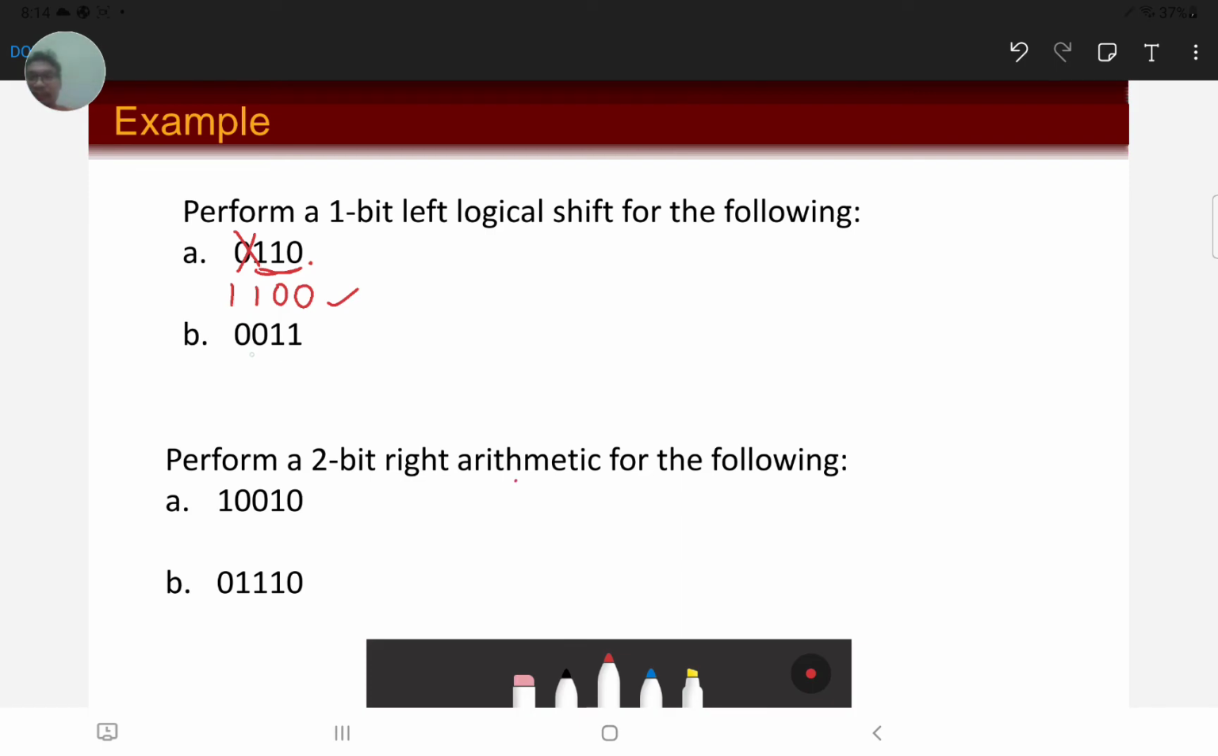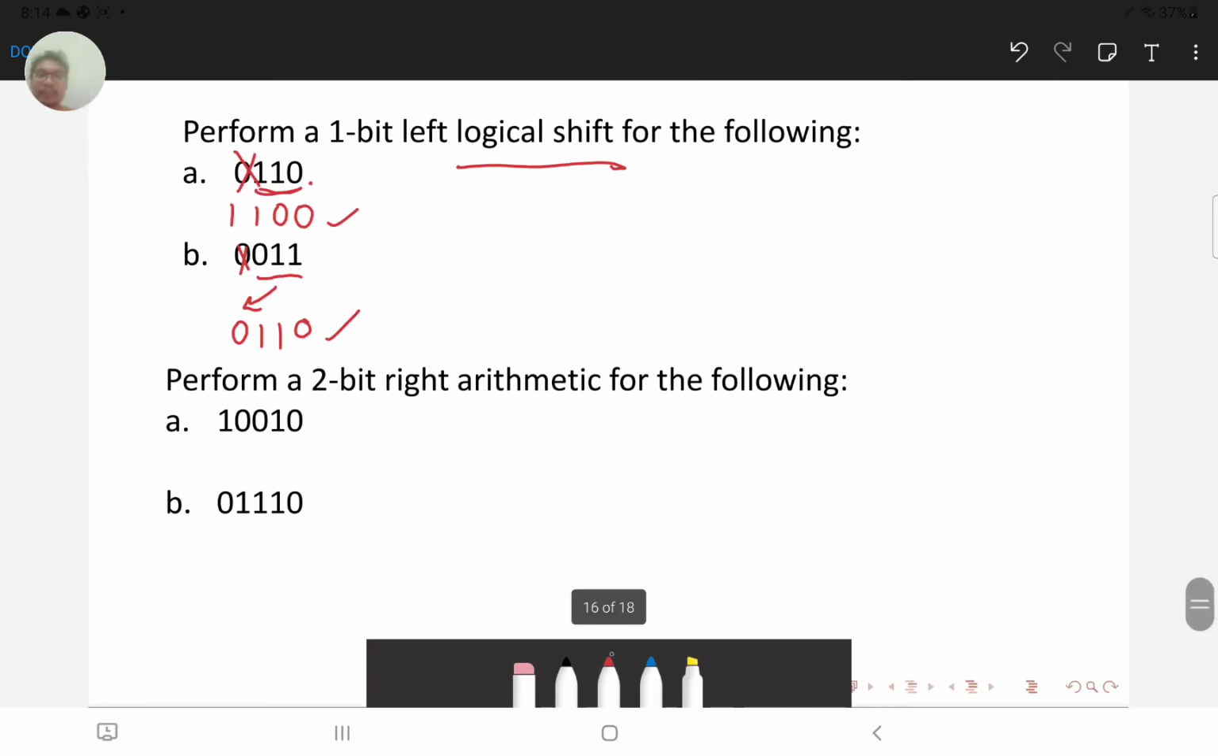Let's look at the next example. If we have it like this, we remove this, take this and shift it to the left, so it's going to be 0 1 1. Because it's a logical shift, we insert a 0 at the end here. So this is the correct answer after the shift from the original. This is an example for the left logical shift.